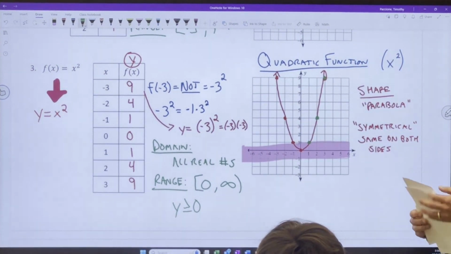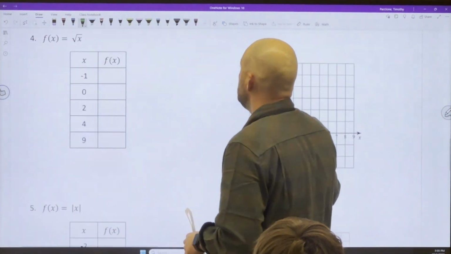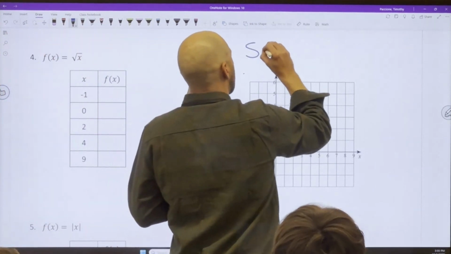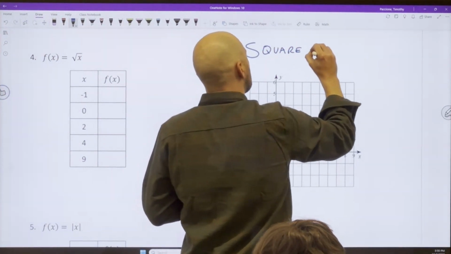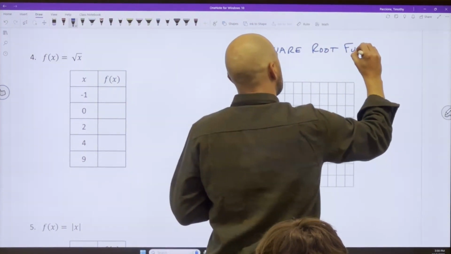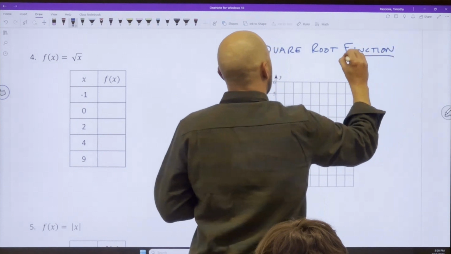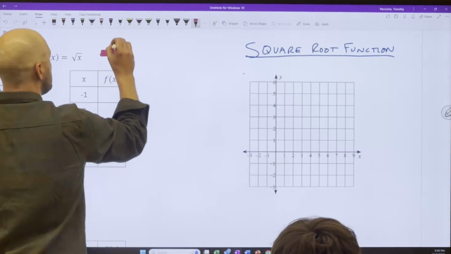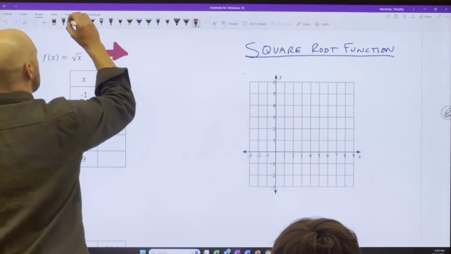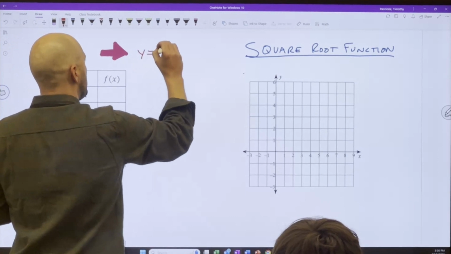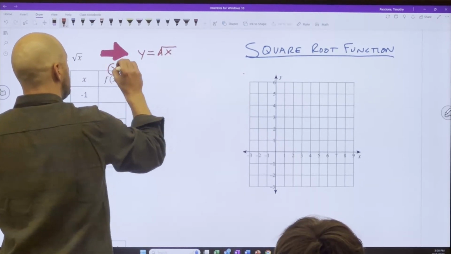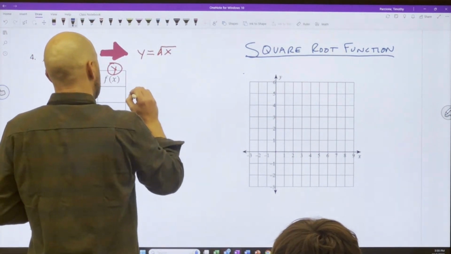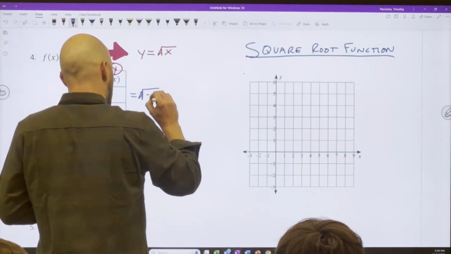Ready to move on? Next up, we have a funny looking square root function. So this is the square root function. And remember, you could always think of it as y equals the square root of x, where this is my y. So we start to try to plug these in, and I start with this one. Well, this would equal the square root of -1.